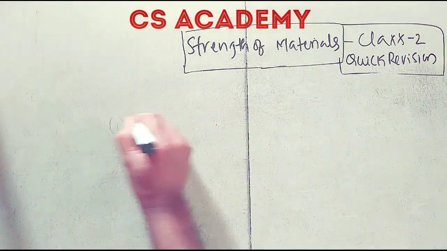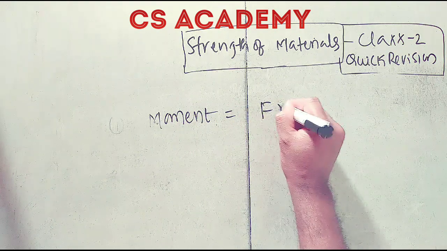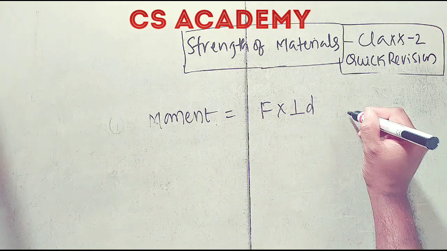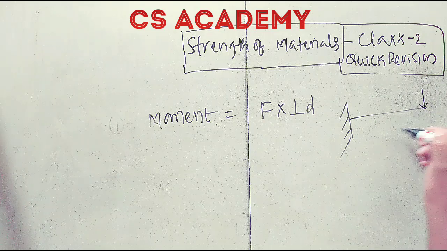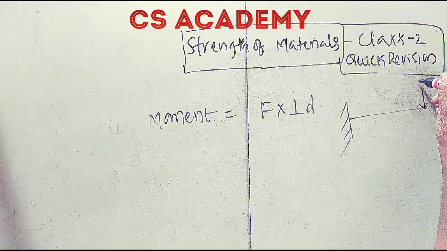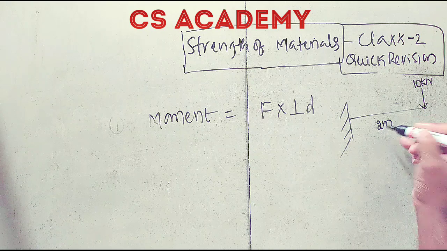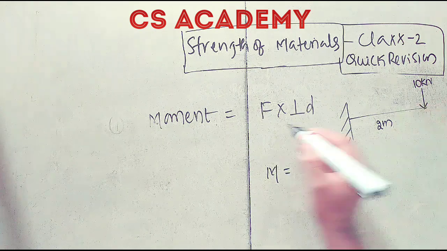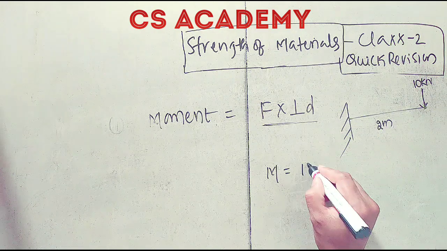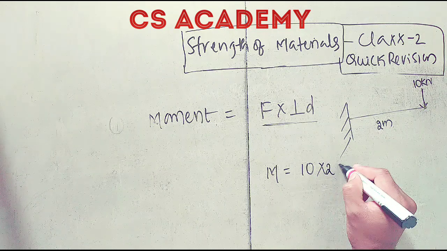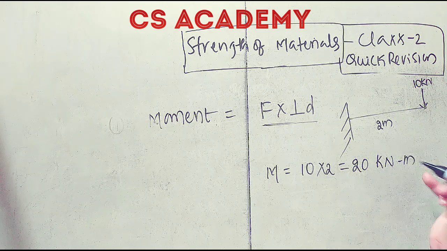In this concept, you have to know some terms, such as the moment. First of all, what is meant by moment? Moment equals force into perpendicular distance. Suppose there is a cantilever with a point load, and the load is 10 kilonewtons acting here, at a distance of 2 meters. How can you calculate the moment? Moment equals force into perpendicular distance. The force is 10 kilonewtons and the distance is 2 meters. So the moment will be 20 kilonewton meter.